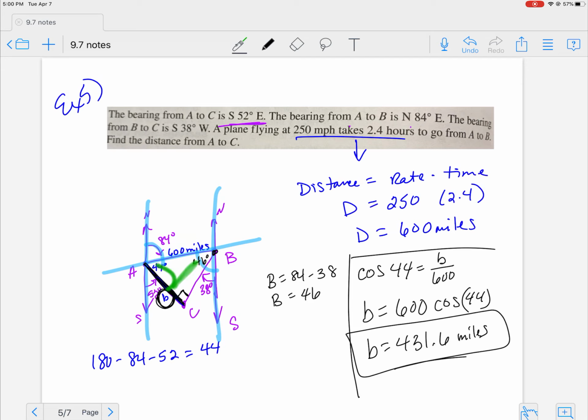What else could you have done? Sure, you could use this 46. You could do opposite here over the hypotenuse, because to get this, you could do sine for opposite. You could also do the adjacent here with cosine of the 44. I don't really care about this one, so it doesn't matter what that is. All right? So use what you know. Go with what you know with your right triangle trigonometry.